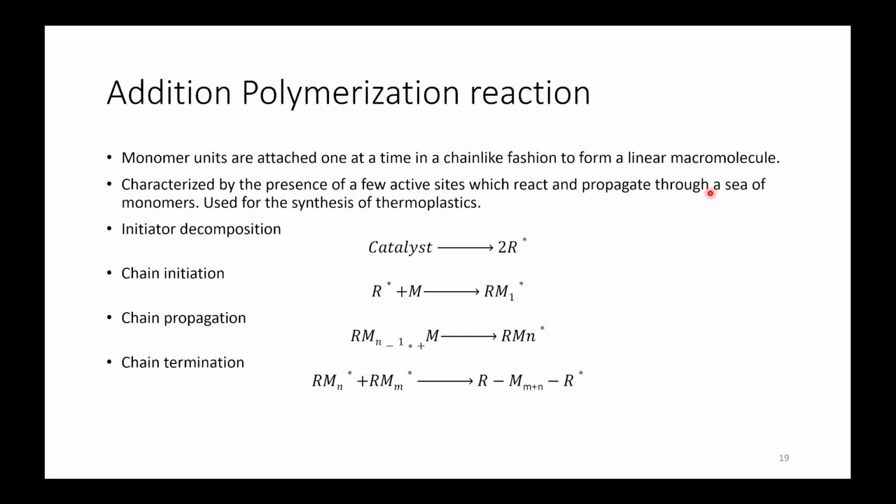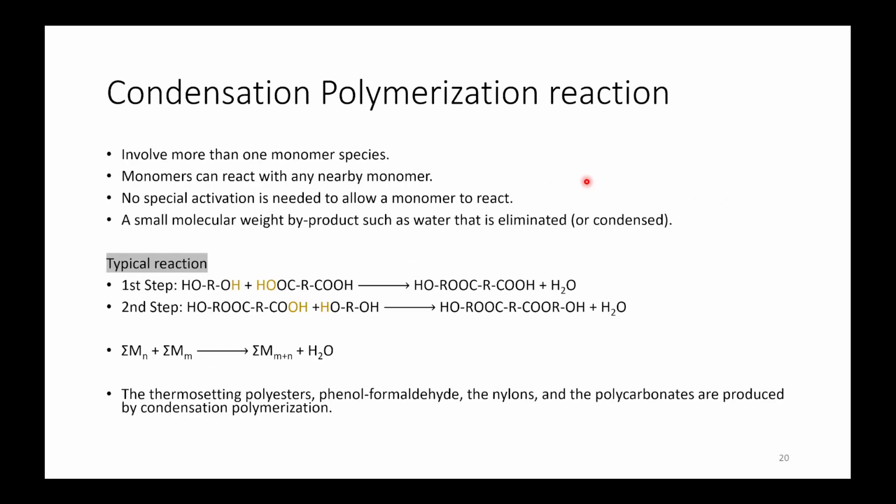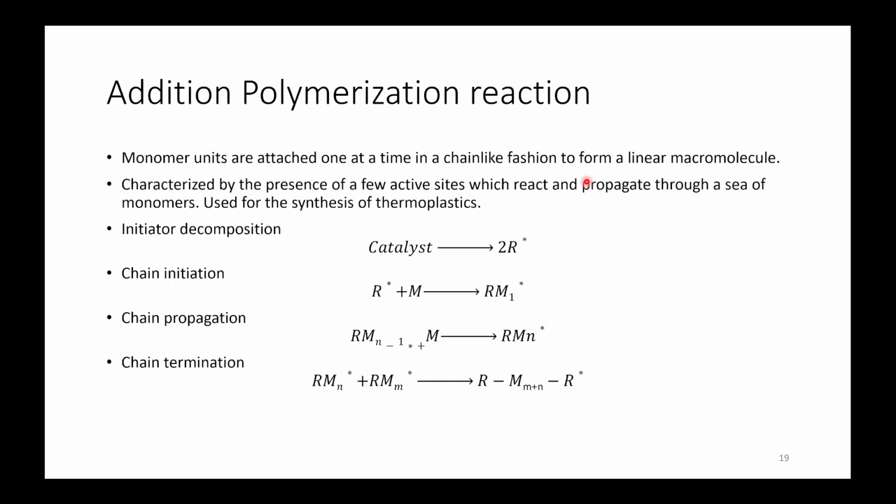Now, addition polymerization reaction. There are two types of reactions, addition and condensation polymerization reaction. Both have different principles. First, in addition polymerization, monomer units are attached one at a time in a chain-like fashion to form a linear macromolecule. It is characterized by the presence of a few active sites which react and propagate through a sea of monomers, and it is used for the synthesis of thermoplastics.